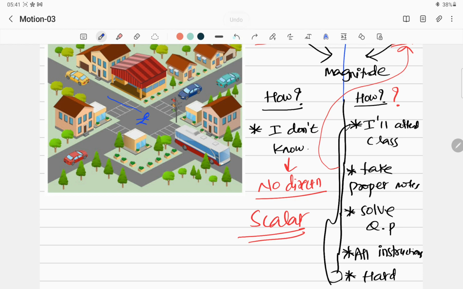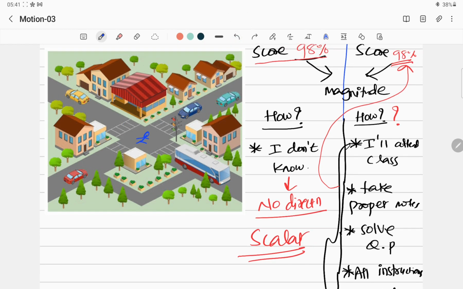Now you call your friend and you ask, where is your home? If your friend says from where you are standing it is 150 meters, where will you move, here or here? We don't know that, no? So along with this, you need direction.